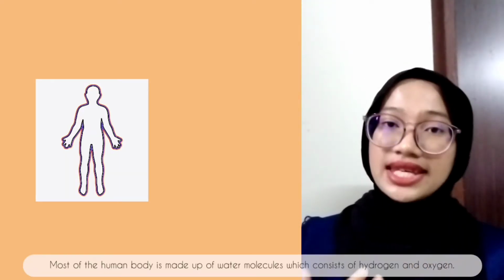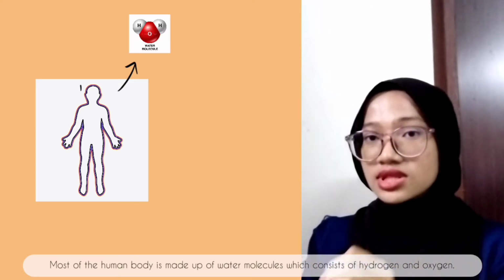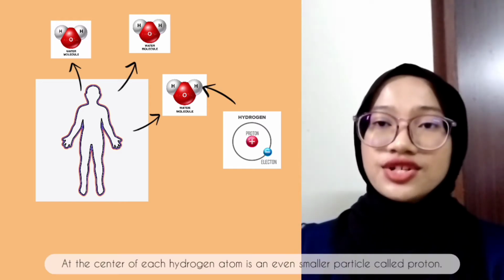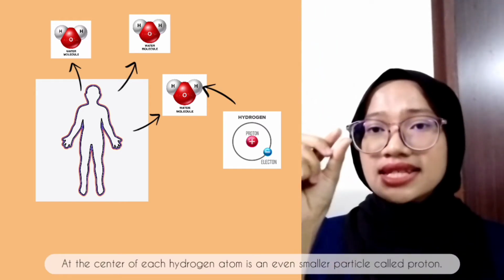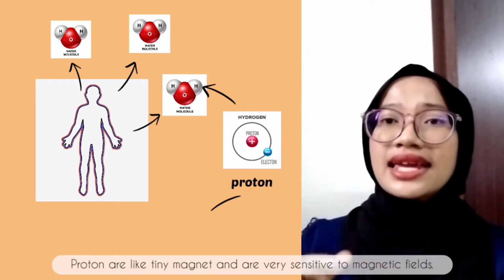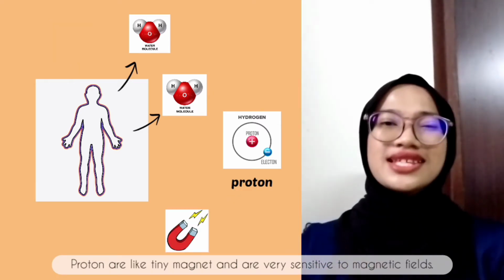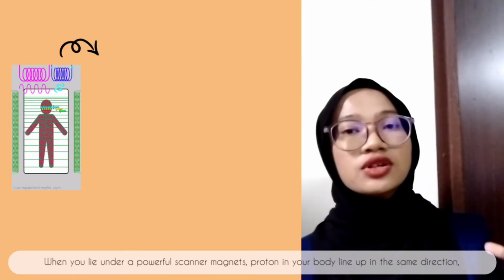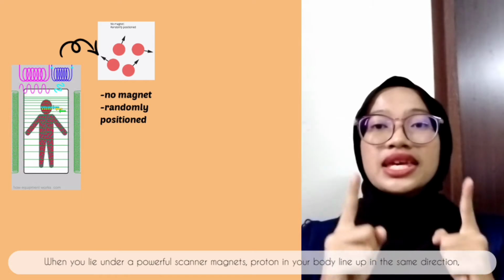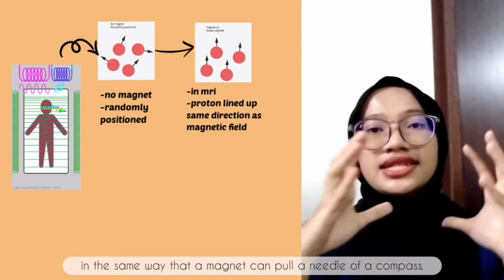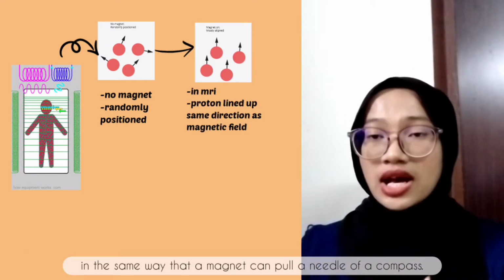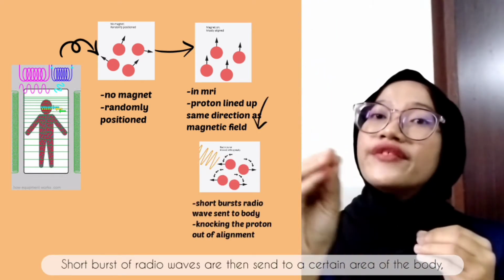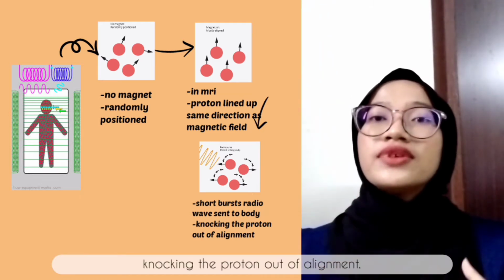Most of the human body is made up of water molecules, which consist of hydrogen and oxygen atoms. At the center of each hydrogen atom is an even smaller particle called proton. Protons are like tiny magnets and are very sensitive to magnetic fields. When you lie under the powerful scanner magnets, the proton in your body line up in the same direction, in the same way that a magnet can pull the needle of a compass. Short bursts of radio wave are then sent to a certain area of the body, knocking the protons out of alignment.